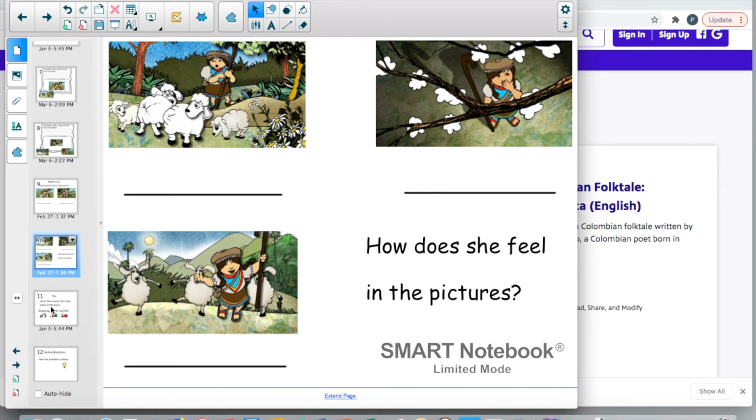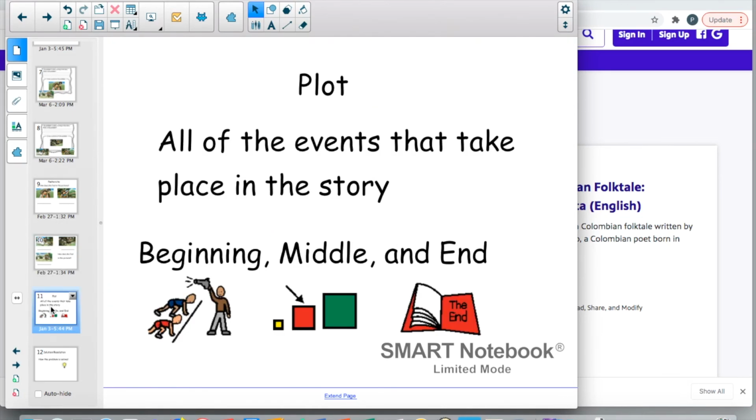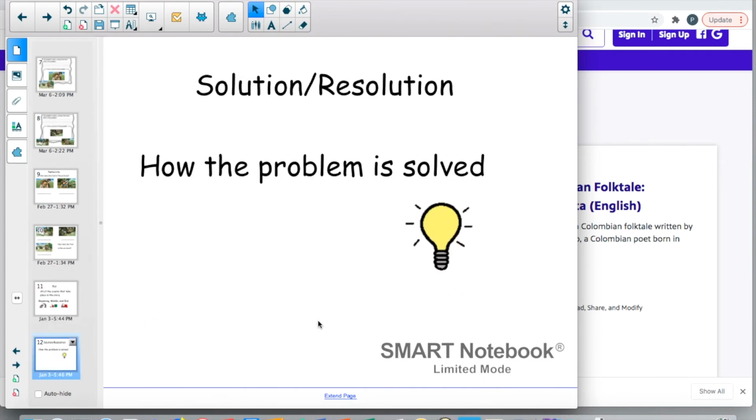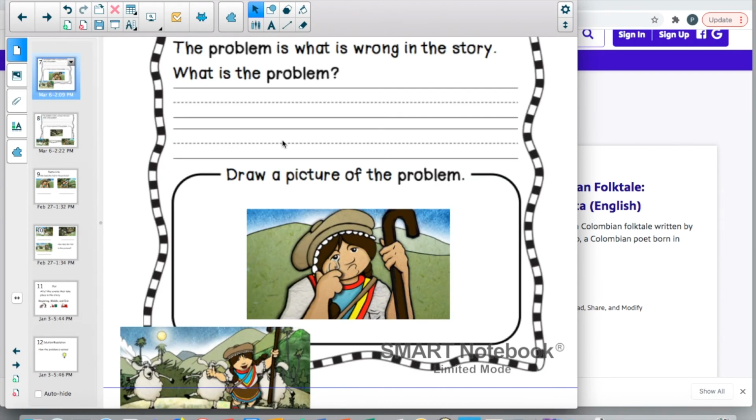If you get to that, you can continue on with what the plot is, our beginning, middle, and end, again utilizing our icons, and then how is the problem solved with our solution, right? But you're going to spend the brunt of your time in here identifying the problem. How does our main character feel about that problem, right? How does she look? How does it seem like she feels, right?